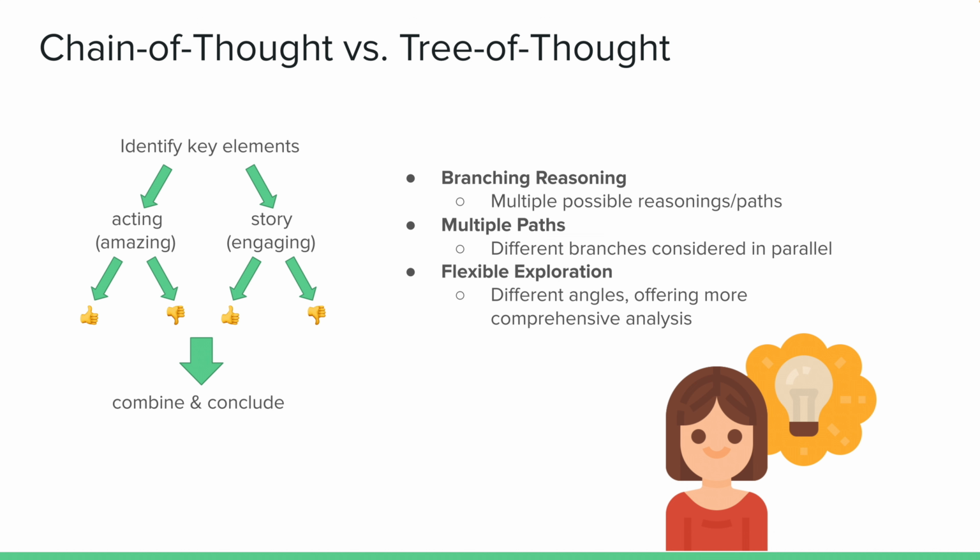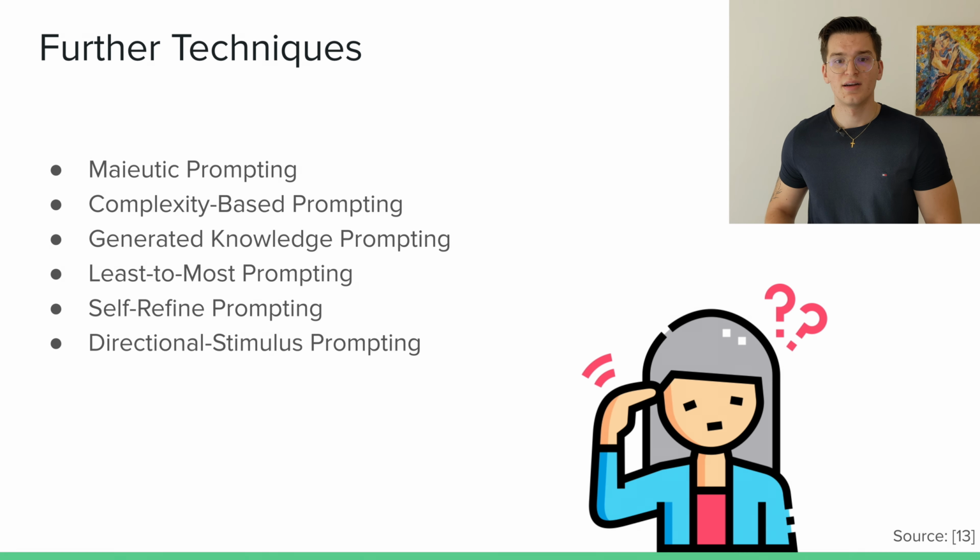analysis of the situation. Tree of thought is particularly valuable for complex tasks that require multi-step reasoning, especially when there's uncertainty or ambiguity involved. It allows the model to account for various factors and arrive at a more well-rounded decision or conclusion. In addition to the core techniques we've discussed, there are several other advanced prompting techniques that can enhance the way we interact with large language models, including the following ones.